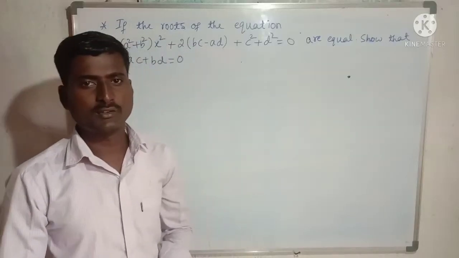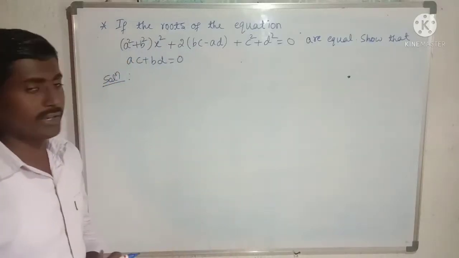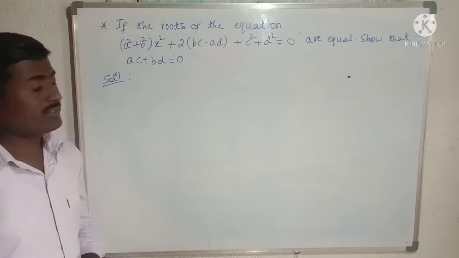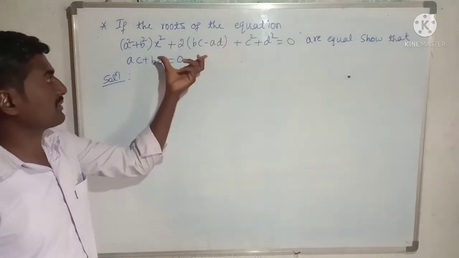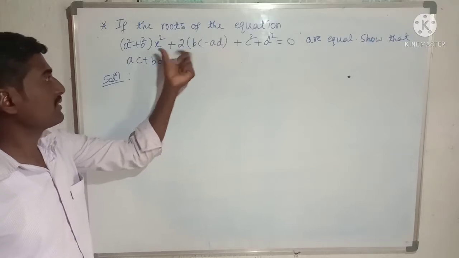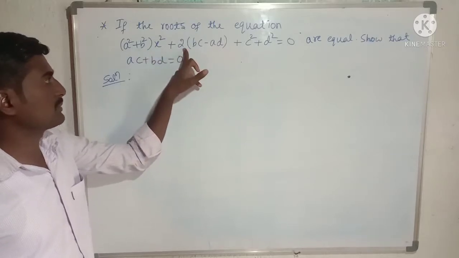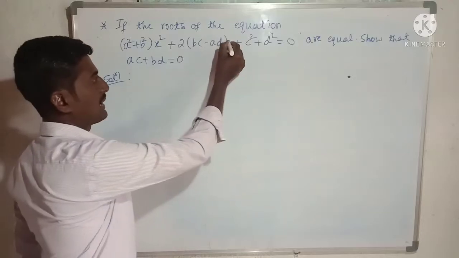Dear students, now we shall discuss the next question. I think it is the fourth question. See the question: if the roots of the equation, this is the given quadratic equation, of the form ax square plus bx. Here x must be there.